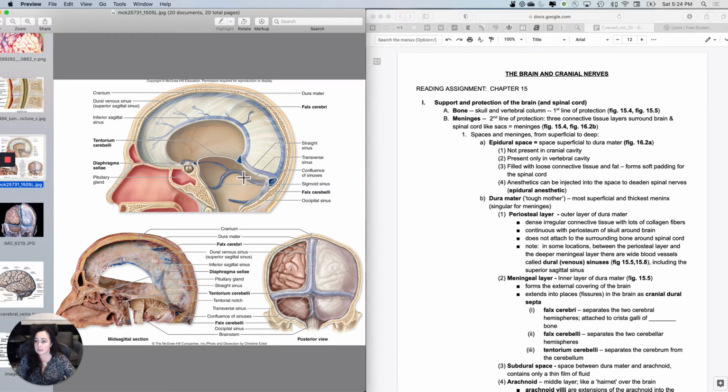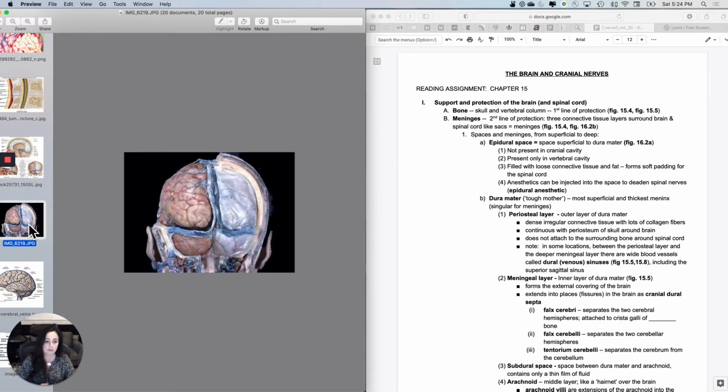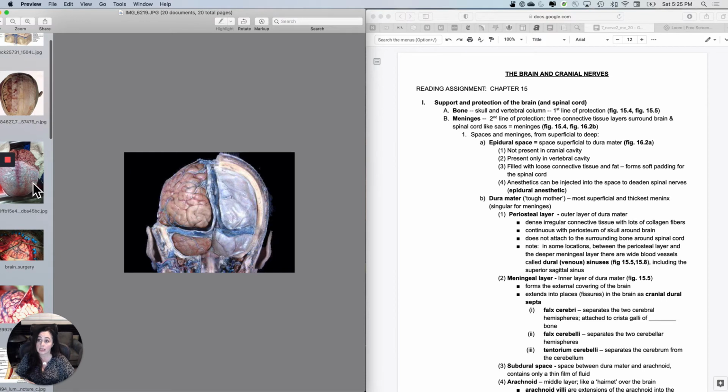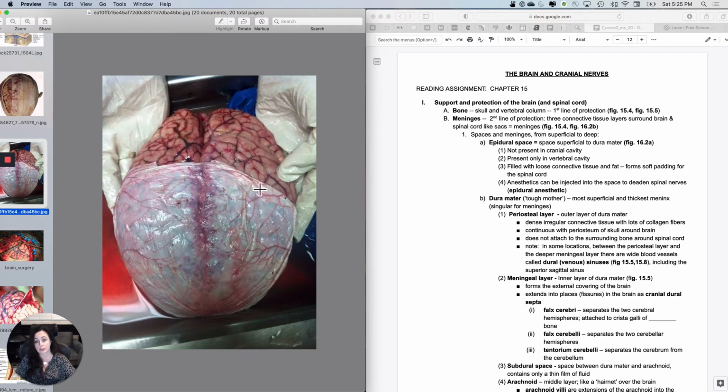So what is the dura mater made of? It is a tough mother. It's primarily made of dense, irregular connective tissue. It's got lots of collagen fibers in it. It is hard to puncture on accident. And if it is intact, you actually can't see the surface of the brain or the spinal cord. In order to see the surface of the brain or the spinal cord, you have to pull the dura mater back. Specifically, you have to pull the meningeal layer back because the periosteal layer left with the skull. So that's the periosteal layer and the meningeal layer.